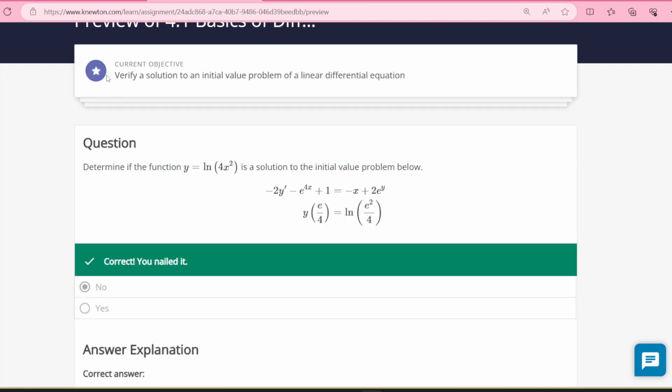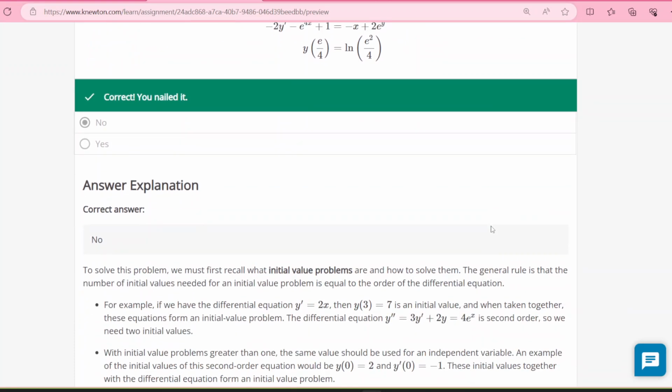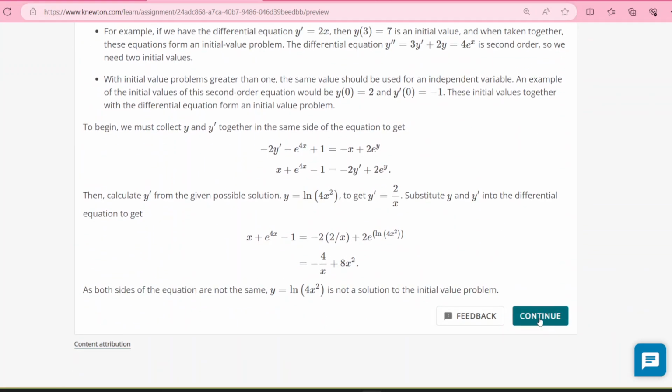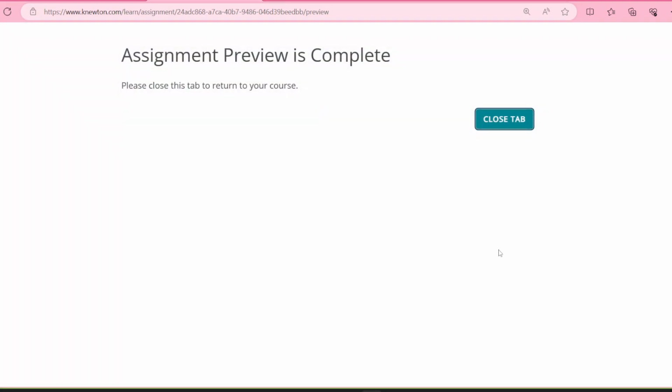Okay, great. And it looks like I've completed that and therefore completed this preview version of this assignment. Wonderful. All right, so there you go. Some pretty basic introduction here to some simple first order, for the most part, differential equations.